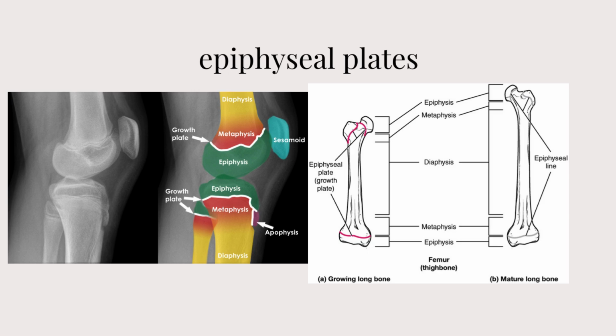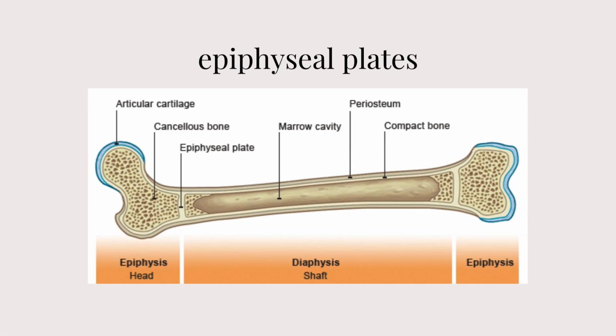The cells in the growth plates continuously divide and secrete new cartilage, which is then replaced by bone, allowing the bones to lengthen. Once a person reaches adulthood, the growth plates ossify completely and the bones stop growing in length. However, bone remodeling continues throughout life, ensuring bones remain strong and healthy.